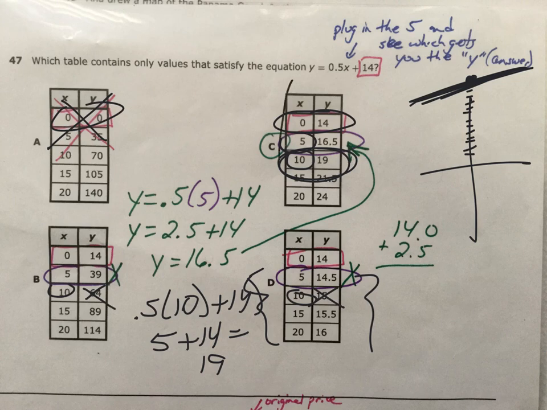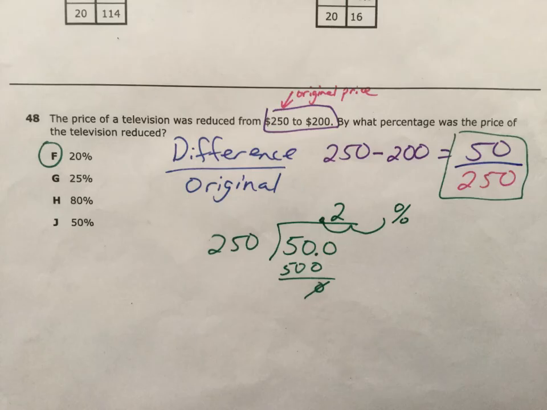Plug any of your X's in, these are your questions, and this is the answer you should get. All right, these are kind of hard to pick out because you're wanting by what percentage was the price of TV reduced. So it is a percent, and you're like, wow, how do I do that?